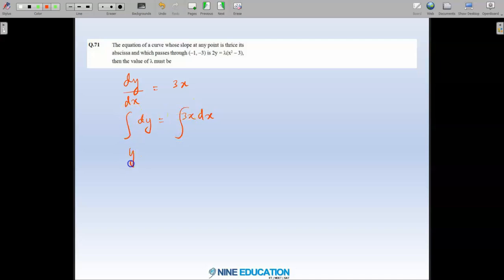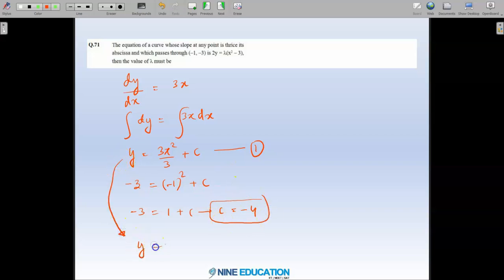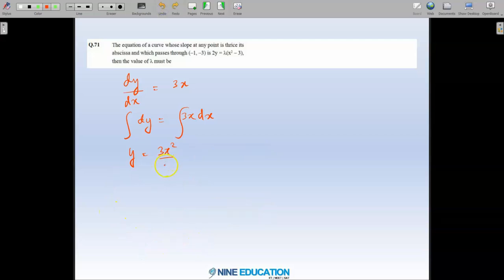If we integrate both sides, it will be y is equal to 3x square by 3 plus some constant c. Now since it is passing through minus 1, minus 3, I can say the y coordinate is minus 3, and the 3 will get cancelled. Here it will be minus 1 square plus c. So from here I can say it is minus 1 equal to 1 plus c. So I will get the arbitrary constant value here as minus 4. So our actual equation of the curve will be y is equal to x square minus 4 by 2 plus integration constant c.